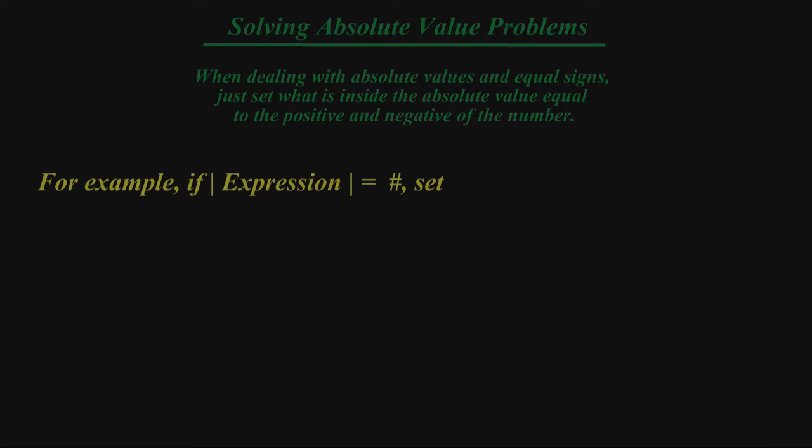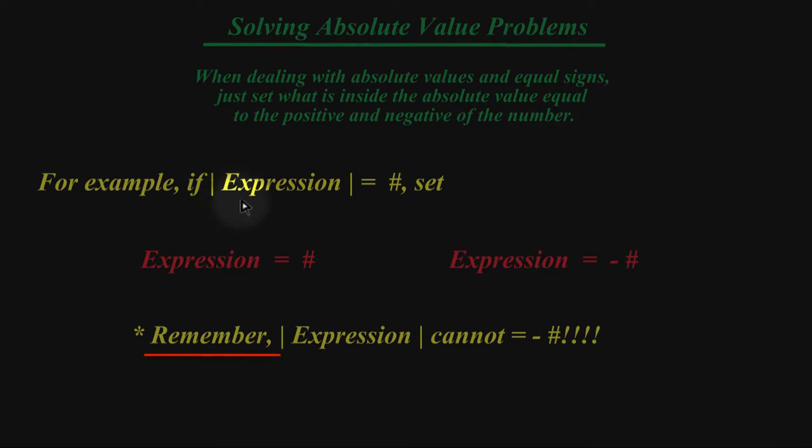So, for example, if you have an absolute value expression equal to 2 or 4, you're going to set it equal to that 2 or 4, and you're also going to set it equal to the negative 2 or the negative 4, depending on what it was equal to originally. So whatever this is, set it equal to the positive and the negative.